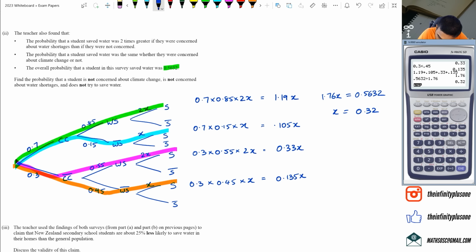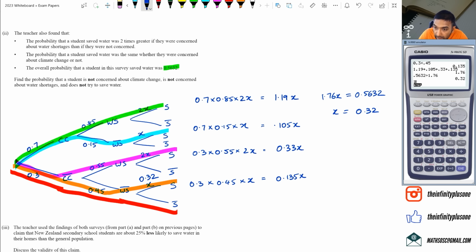Now if you look at the actual question itself, the question is asking for not concerned about climate change, which is the red, not concerned about water shortage, which is here, and then does not try to save water, which is this part here. Now because I figured out that x is equal to 0.32, this is going to be 0.32, and then if I do 1 minus 0.32, I get 0.68, which is this.